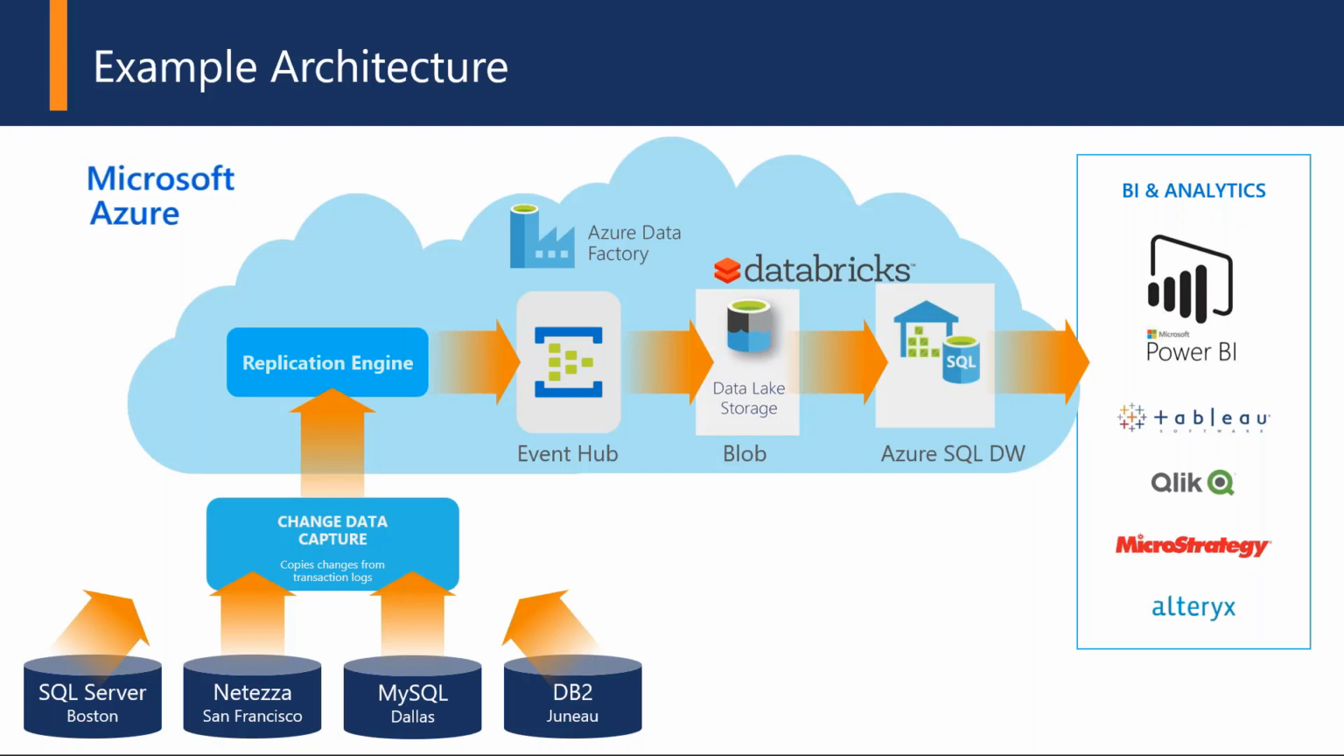Attunity Replicate. And in this particular example, you're interfacing everything to Event Hub, and Event Hub from there uses Azure Data Factory to put it into blob storage and into Azure SQL Data Warehouse in a data pipeline. So in this instance, a whole bunch of Microsoft products and Attunity products are all working together to get real-time BI and analytics to the end user.